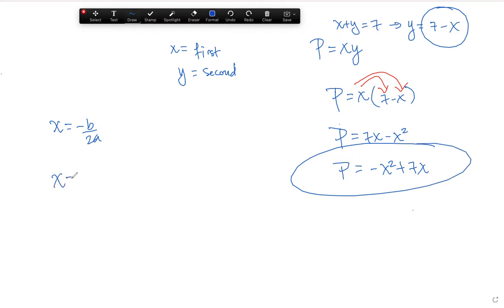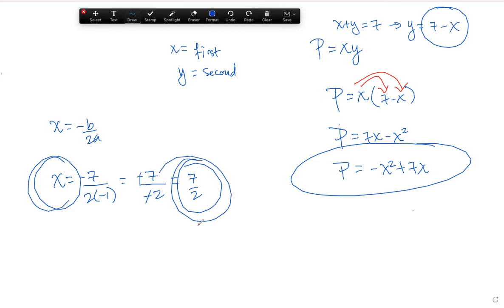So then what is that going to say? -7 for b, and then -1 for a. Yeah, so -7 over 2 times -1, which is going to say -7 over -2, which is? Like as a mixed number or decimal? Sure, we can leave it like this. Just cancel the negatives. Just positive 7 over 2. Now, this is x. One of them is positive 7 over 2.